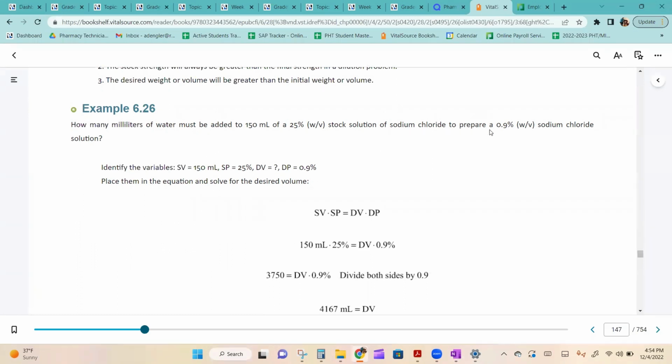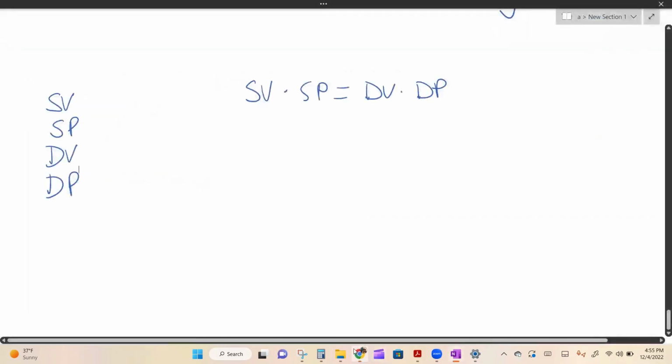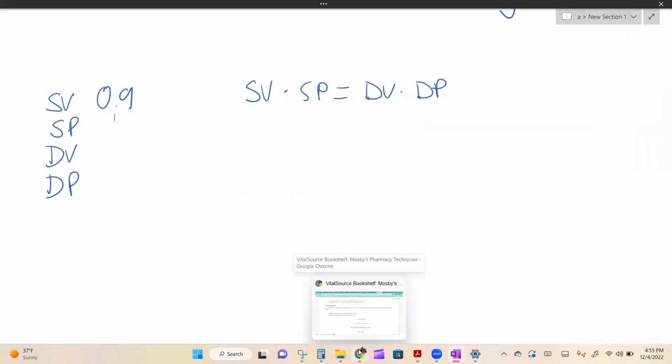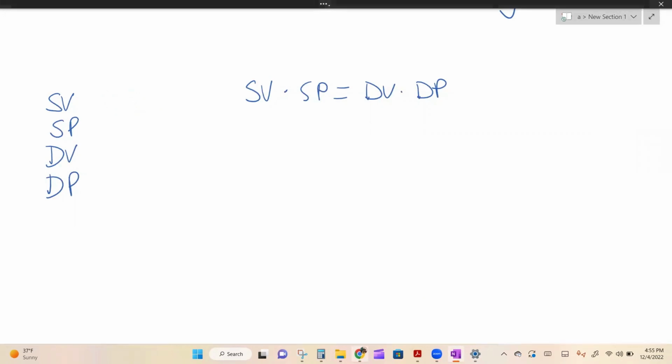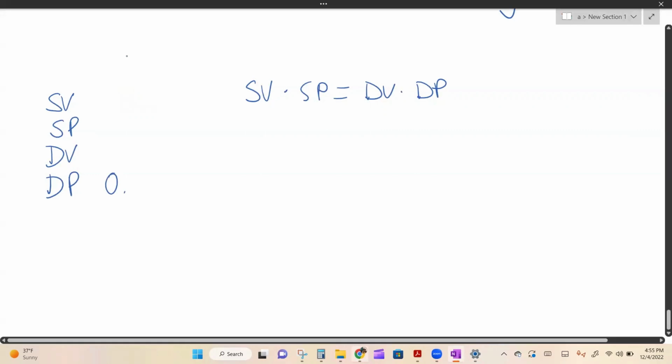So always when you're looking for your desired, you're going to look for prepare, make, what the doctor orders, or an order contains, or physician orders. So our desired percent is going to be 0.9%. So I'll write that here. And I don't need the percentages or any of the units for the problem at the moment. Oops, sorry, that's desired, not. 0.9.